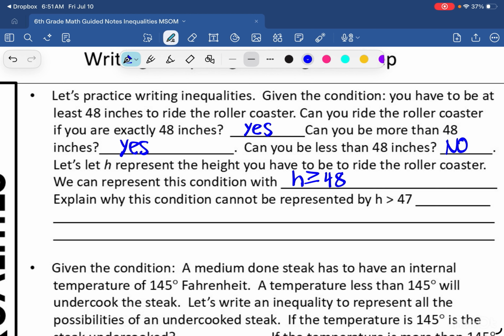H is greater than 47 would include the numbers between 47 and 48 as well, such as 47.5, which is not greater than 48.